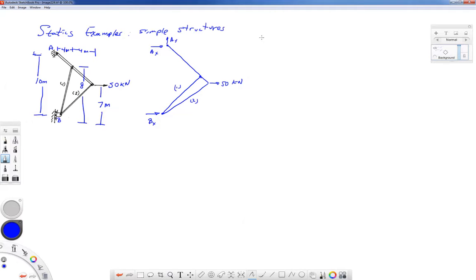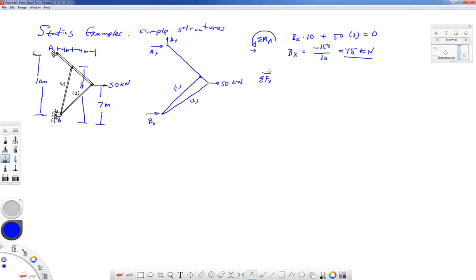So let me do the summation of moments about point A. Notice how I'm drawing in my positive direction for moments. It's always a very good idea to do that. By this, I would have Bx times 10 plus 50 times 3 meters equal to 0. Ax and Ay have 0 length moment arms, so I'm not going to write them down in this equation. If I solve this for Bx, Bx will be equal to minus 150 divided by 10, which would be a negative 15 kilonewtons.